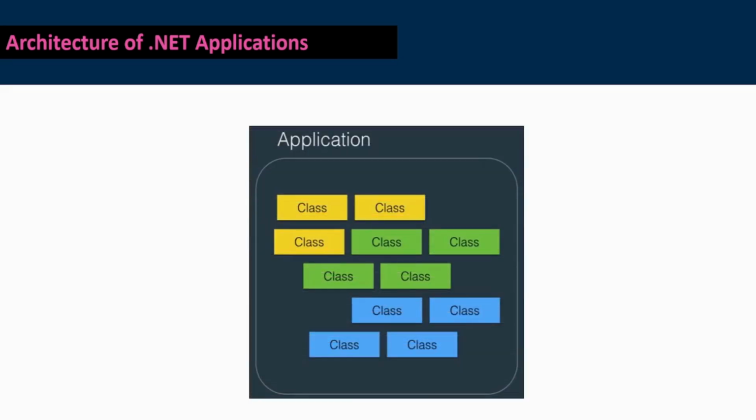When we talk about the architecture of .NET applications, this is the basic architecture. There will be one particular application, and inside it there will be different classes for the different things which you are going to build in .NET. That's the reason we have put them in different colors.